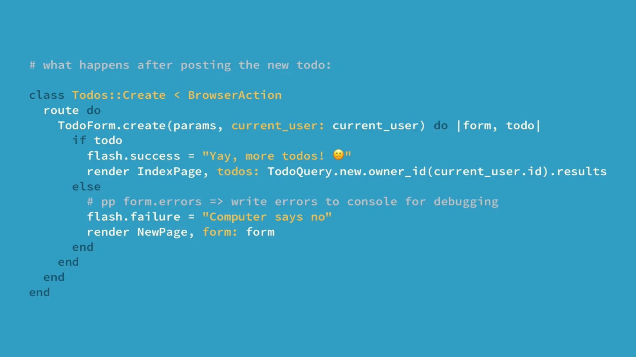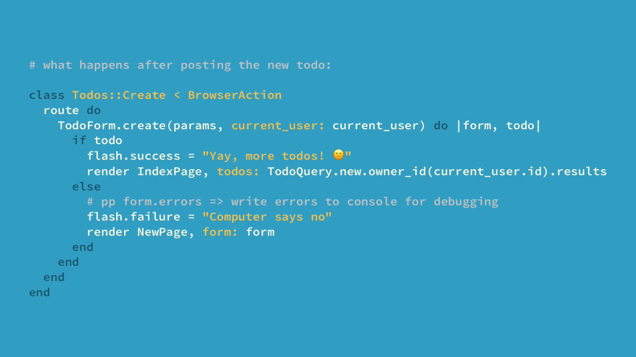Now we have the form object and we have the created to-do. If that is really there, if it worked and we have created our to-do, then we have a flash success message and we render an index page, which again needs to-dos. And we have our query again, where we take all the to-dos belonging to the current user and display them.